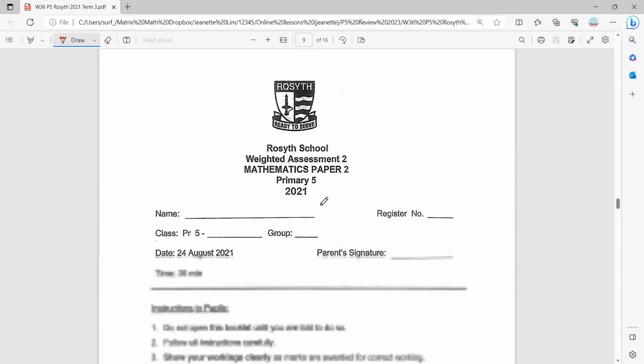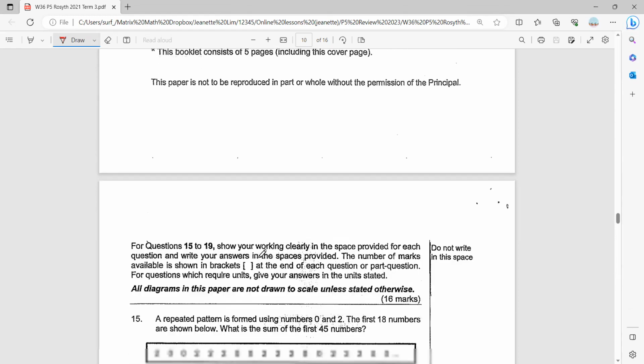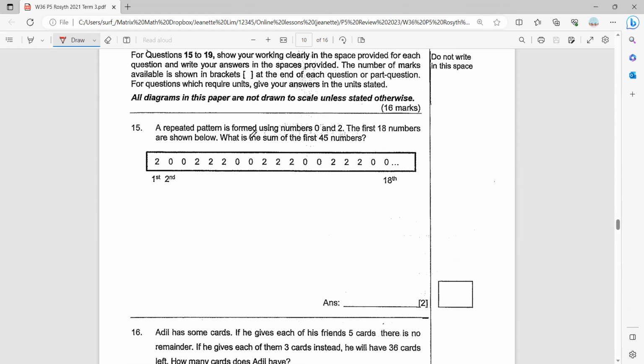Okay, then the next part of the paper, paper 2, this part you can use your calculator. Okay, use your calculator. Okay, a repeated pattern is formed using these numbers. The first 18 numbers are shown below. What is the sum of the first 45 numbers? Okay, so whenever you have a pattern like that, you need to identify which is the repeating group of numbers.